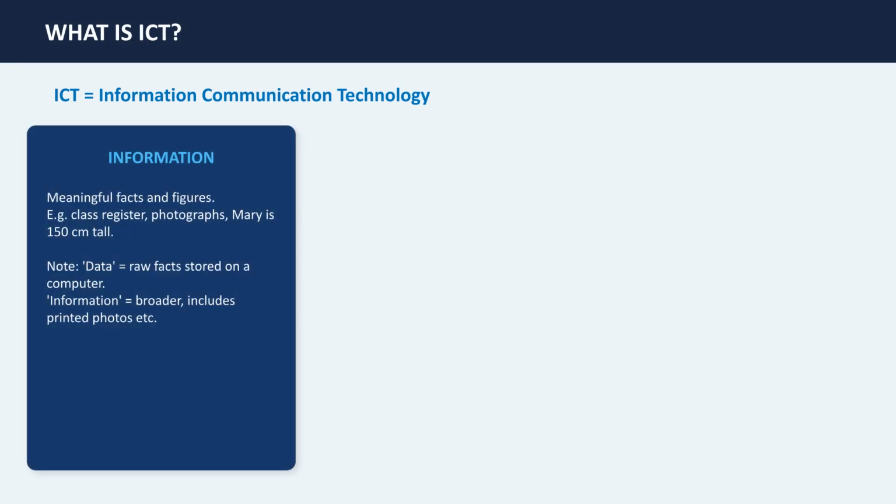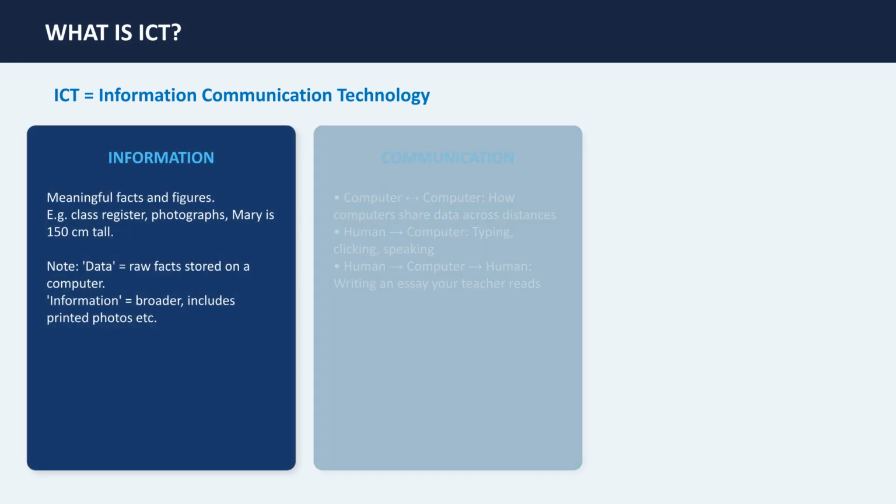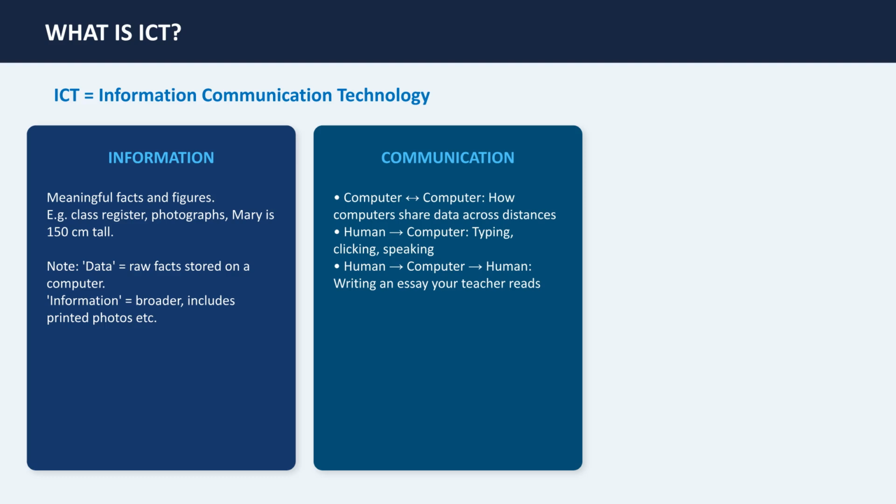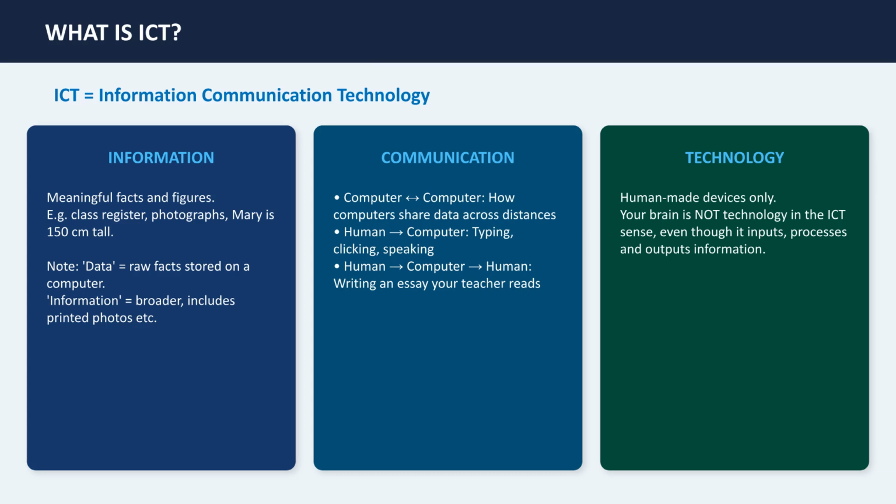ICT stands for Information Communication Technology. Information includes meaningful facts and figures. Communication involves data sharing, like computer to computer, human to computer, or human through a computer to human. Technology refers to human-made devices only, not your brain.